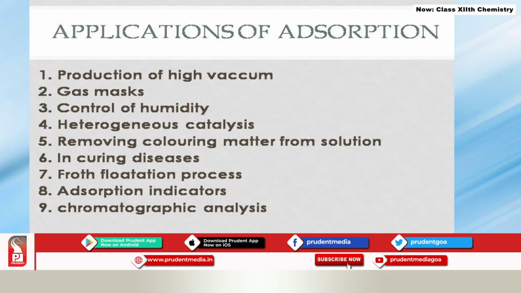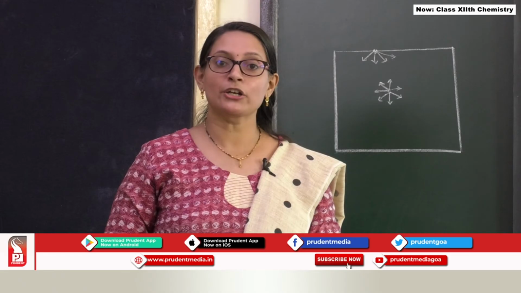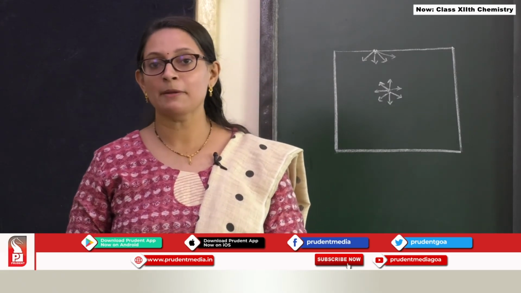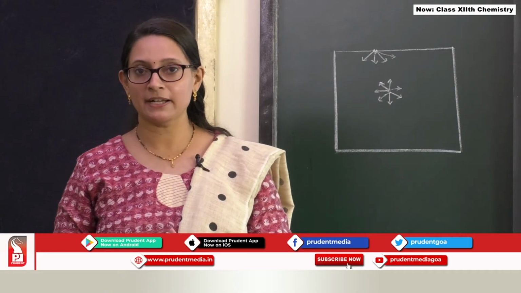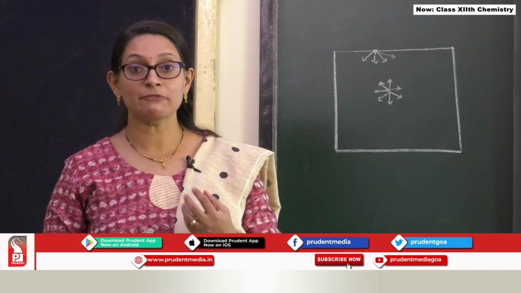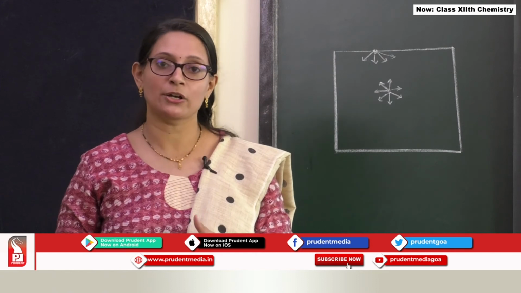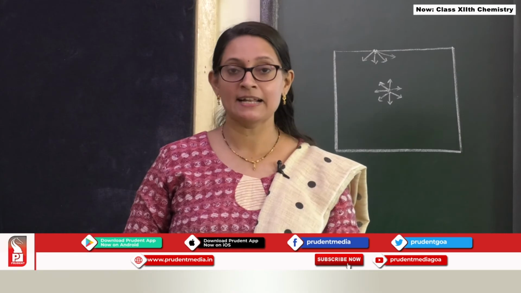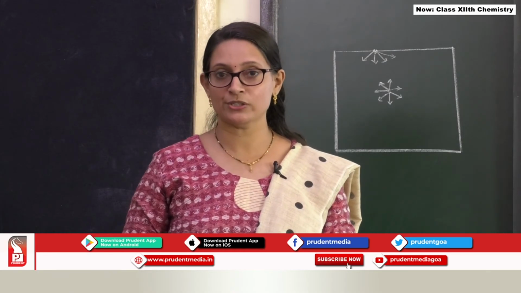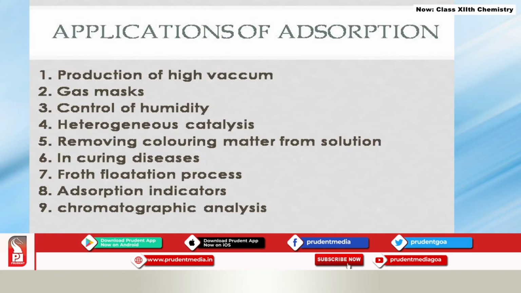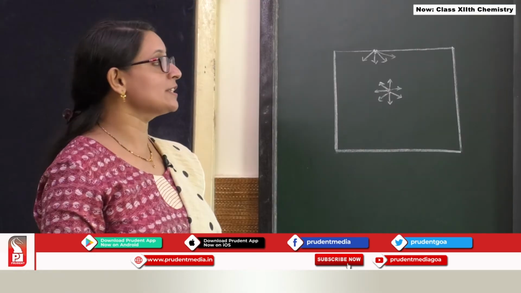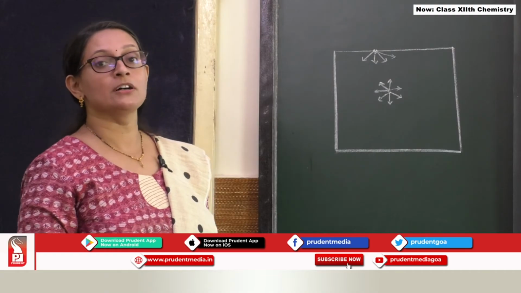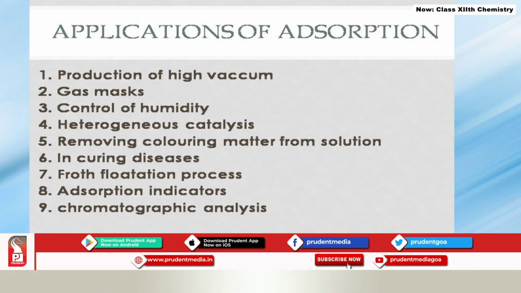Gas mask. Gas masks which are used by miners in the coal mines, they will have to face very poisonous gases like carbon monoxide and carbon dioxide. So gas mask surfaces are usually made up of animal charcoal. These animal charcoal surfaces can adsorb poisonous gases like carbon monoxide and carbon dioxide on their surface. The third thing is control of humidity. We have just now seen the silica gel example which can adsorb moisture from air.